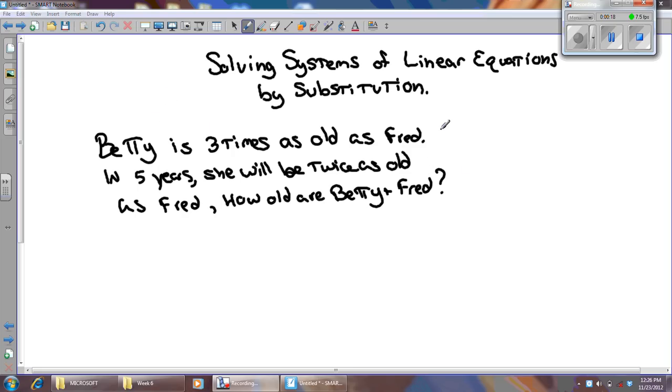Betty is 3 times as old as Fred. So if I let B be Betty's age and F be Fred's age, I could say 3F is equal to B, right? Betty is 3 times as old as Fred. In 5 years, I'm going to need Fred's age in 5 years, and Betty's age in 5 years. She'll be twice as old, so for those to be equal, I'll need to double Fred's age, right?